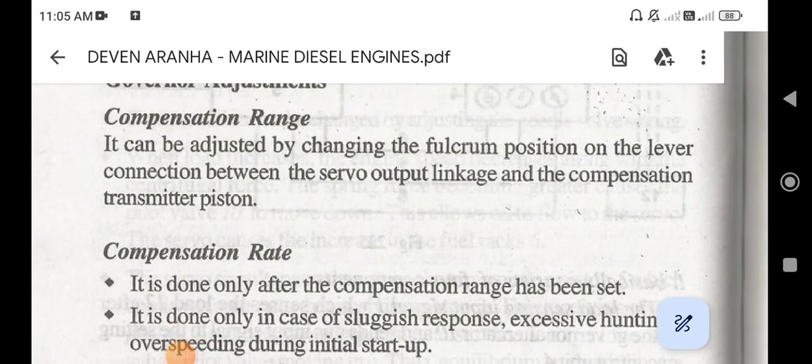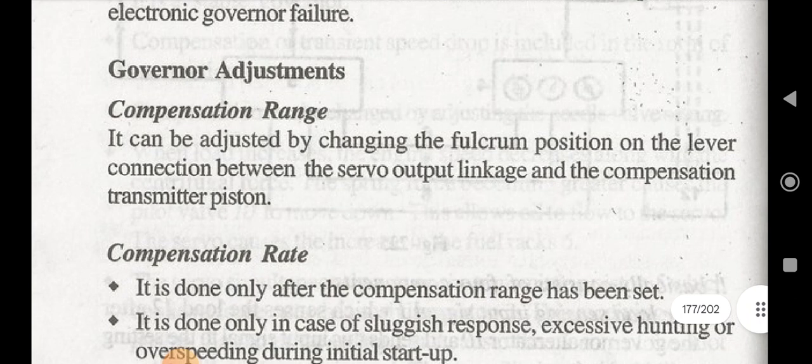Today we will be doing the continuation of the governor and control topic, mainly governor adjustments. Here we can say what is compensation range. Compensation range means this can be adjusted by changing the fulcrum position on the lever between the servo output linkage and compensation transmitter piston.